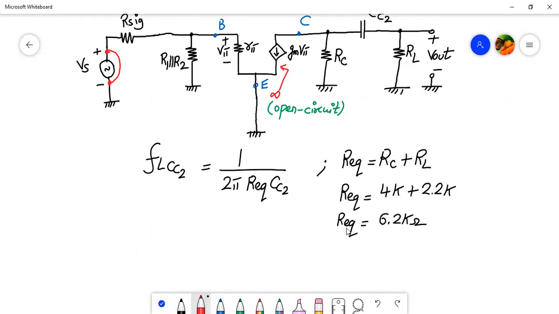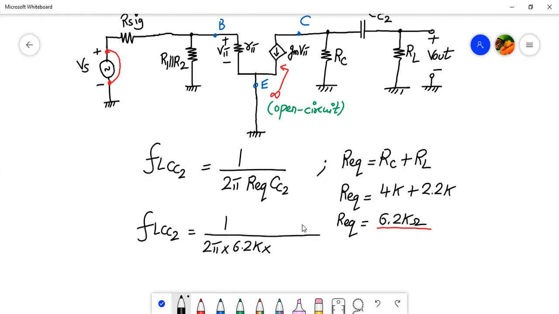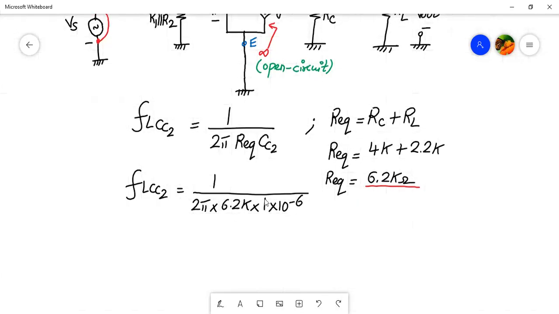So in this case, the R equivalent is coming out to be 6.2 kilo ohms. So let's find out the value of FL of CC2. It will be 1 divided by 2 pi into 6.2K into, now the value of CC2 is 1 microfarad, so 1 into 10 raised to minus 6. It's always important to write this expression. Don't directly solve it in your calculator, right? Once you write it, then you can solve it.